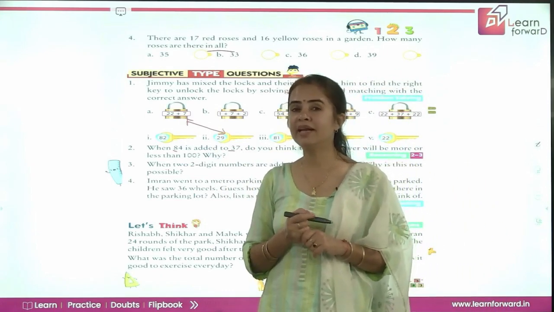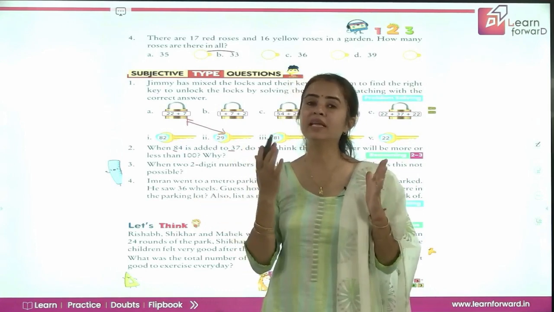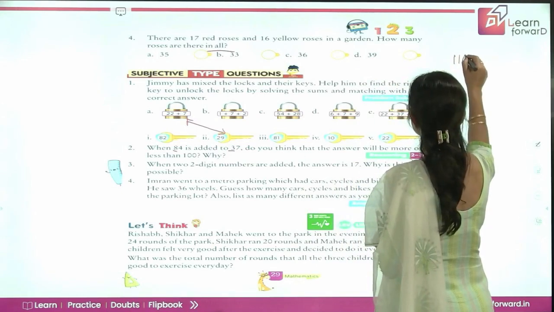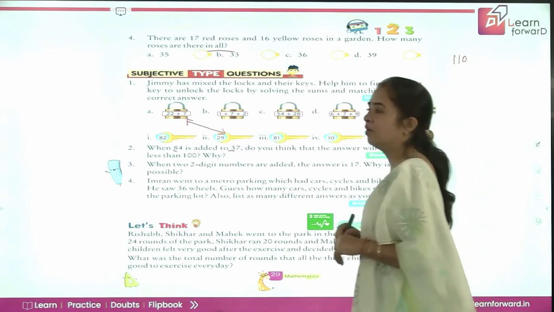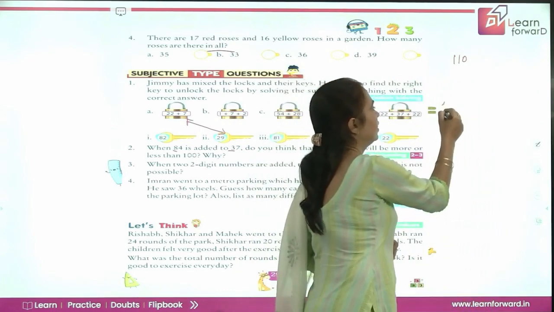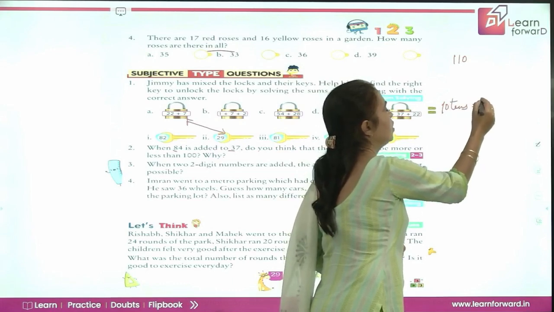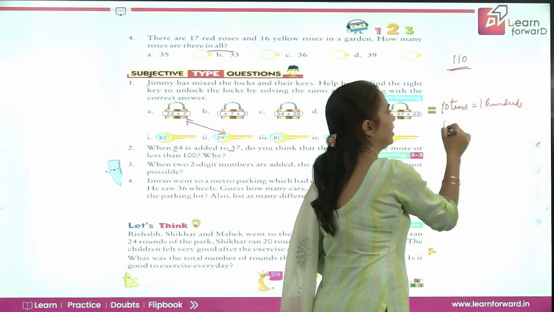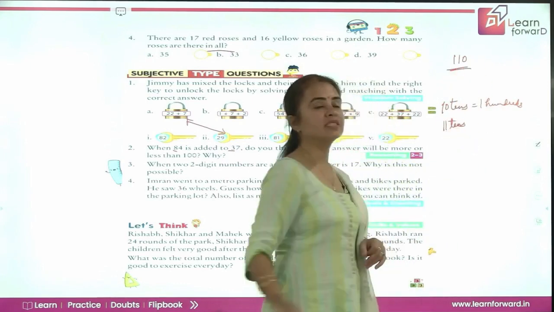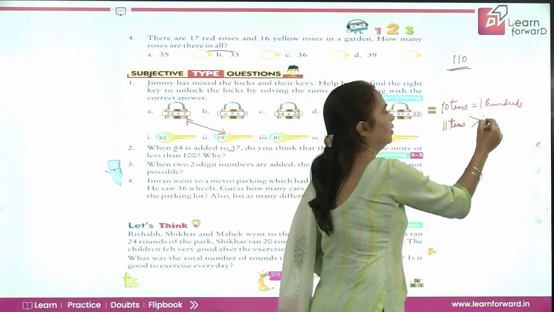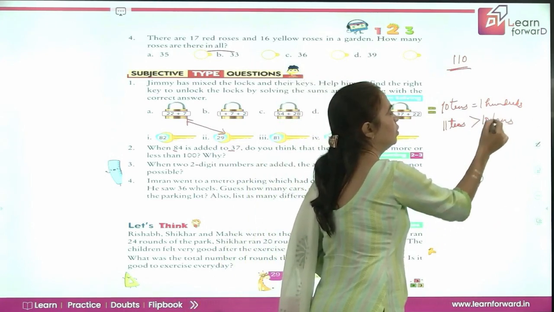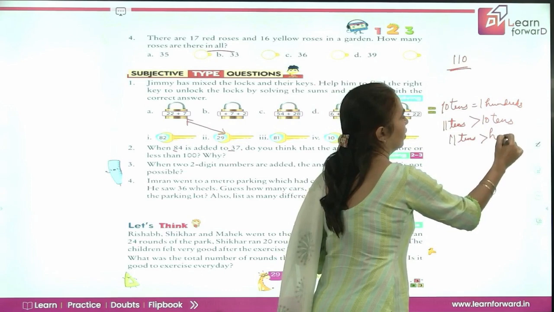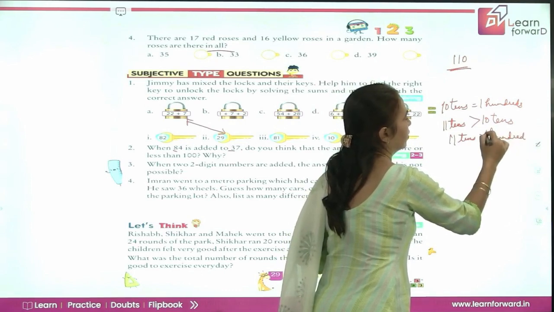Will that be more than 10 tens? Yes, of course, you are getting 11 tens there. And 11 tens means 110. Because in 100, there are 10 tens. So 10 tens is equal to 100. And here you are already getting 11 tens. So that means 11 tens is greater than 10 tens. So it is also greater than 100. Right?